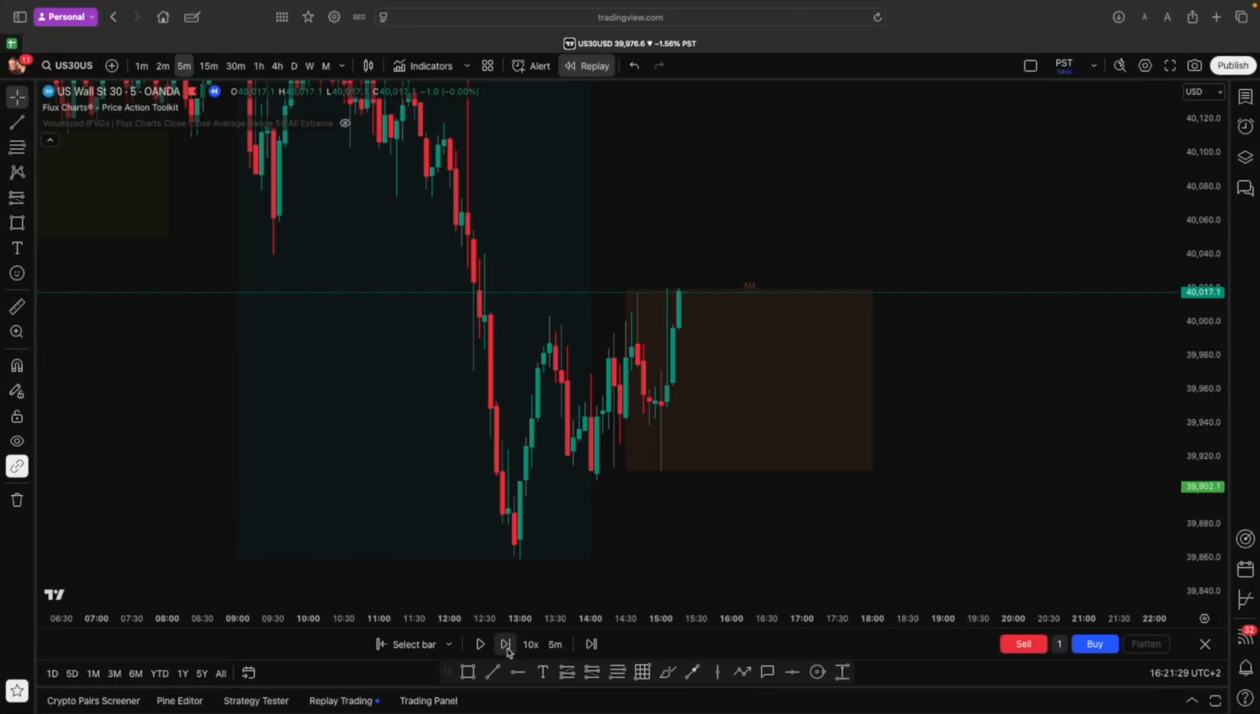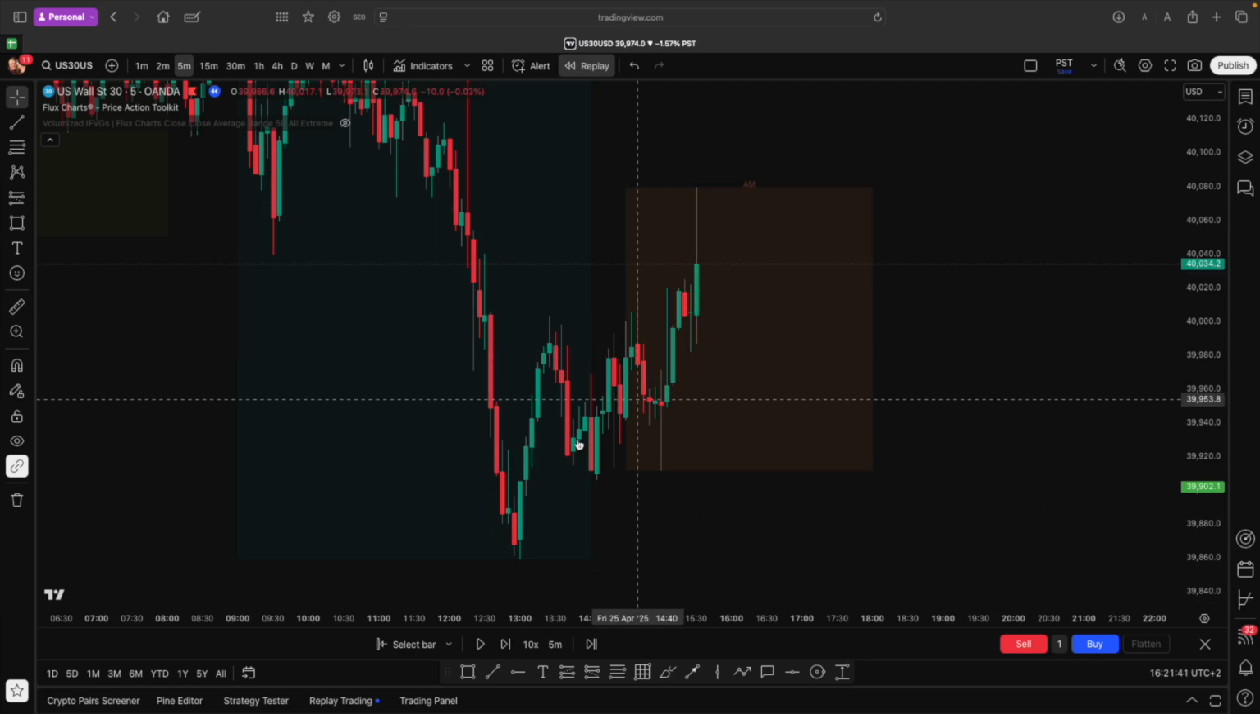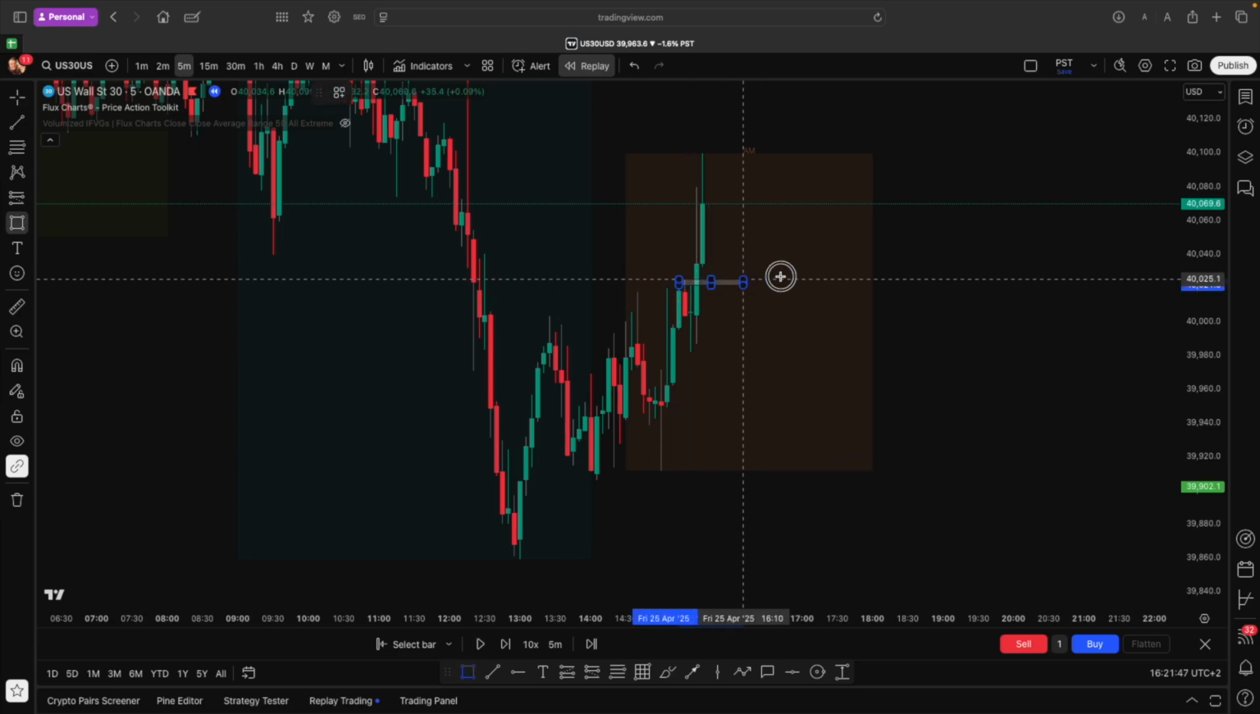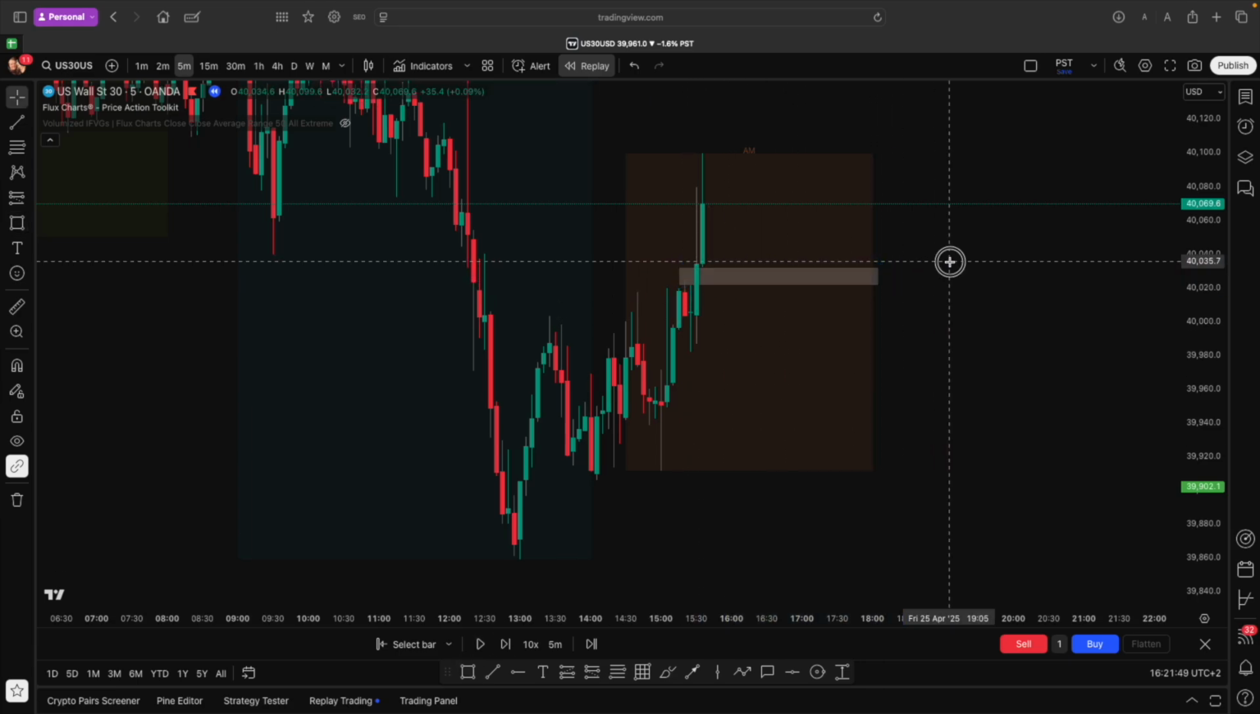Alright, so New York is about to open. There we have our opening candle. Now we wait for the first fair value gap to form right over here. And now we want price to break beneath it. There we go.